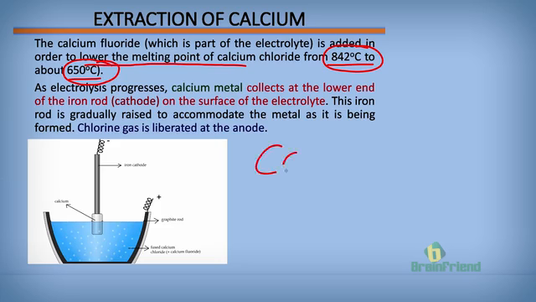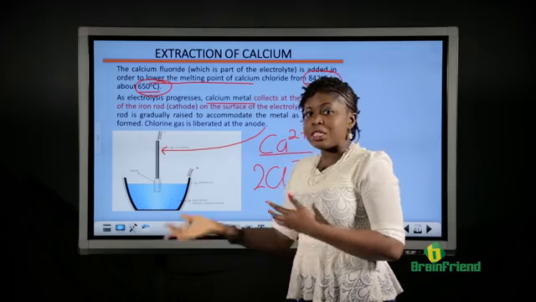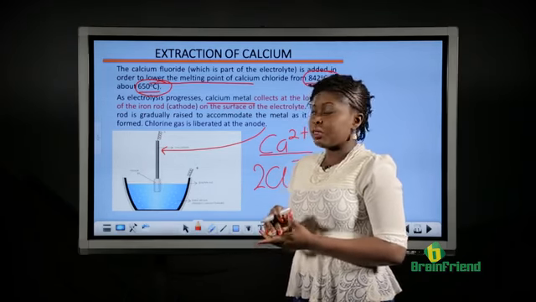Now, as electrolysis progresses, what happens is that there is a dissociation or ionization of the compound into their what? Ions. So we are going to be having calcium ion and chlorine ion, okay? Now, the calcium ion, of course, is positive. So it goes straight to what? The negative electrode, okay? Where it receives electrons to be turned into the calcium metal.